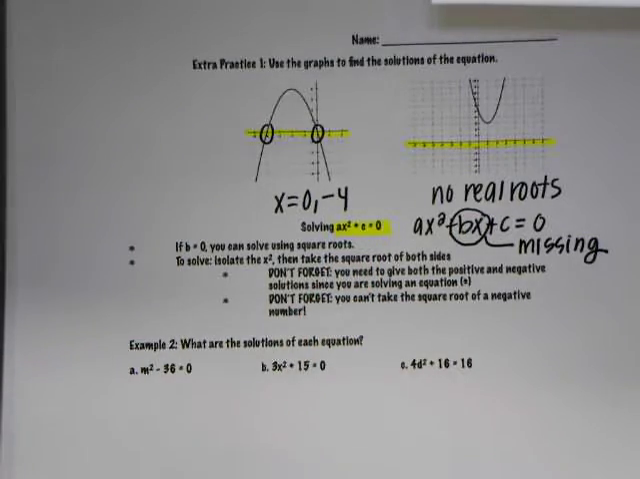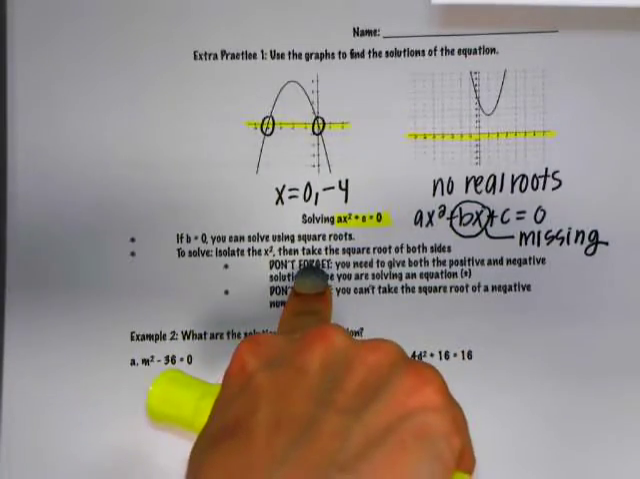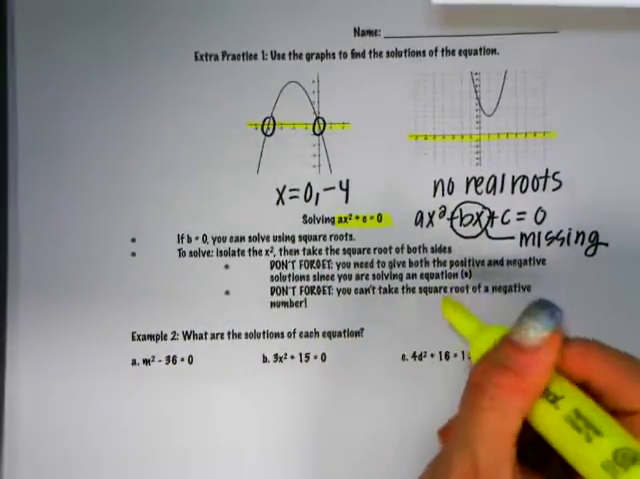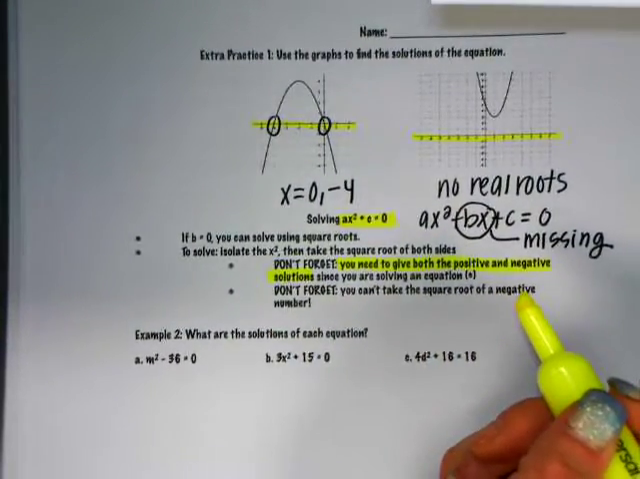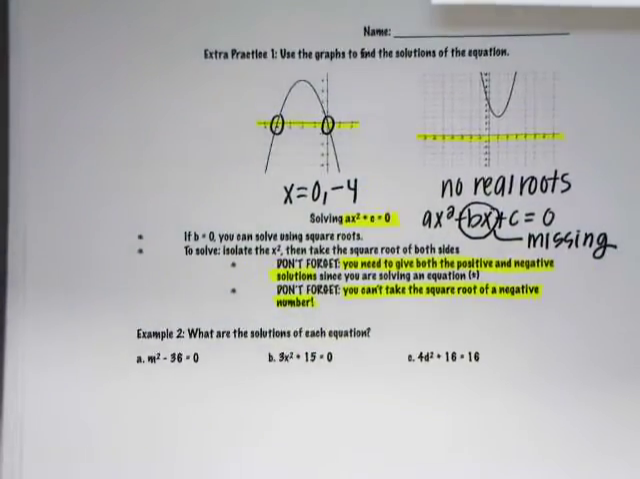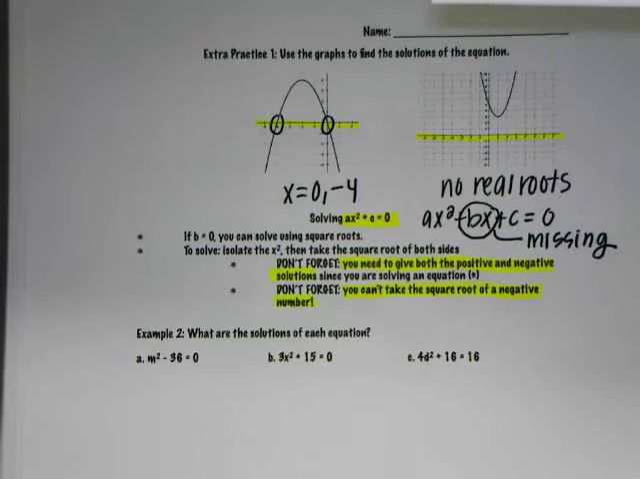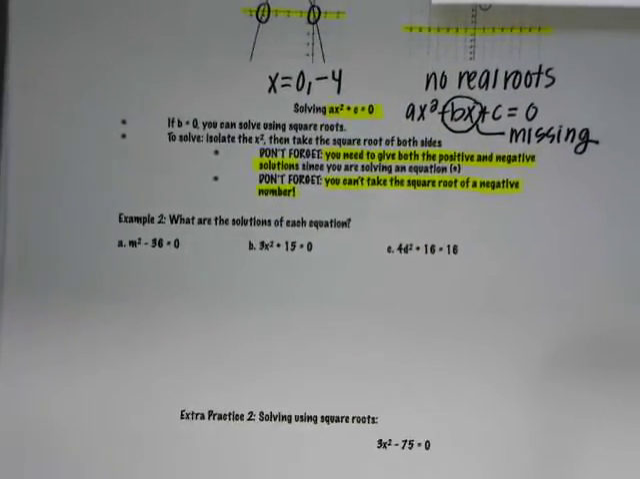When you take the square root, you have to do it like we did in the warm-up, where you account for the positive and negative versions of the answer, because both work. So you need to get both the positive and negative solutions. Also, you can't take the square root of a negative number. Don't forget that. If that's the case, that's your no real roots answer. So let's go through and do these.